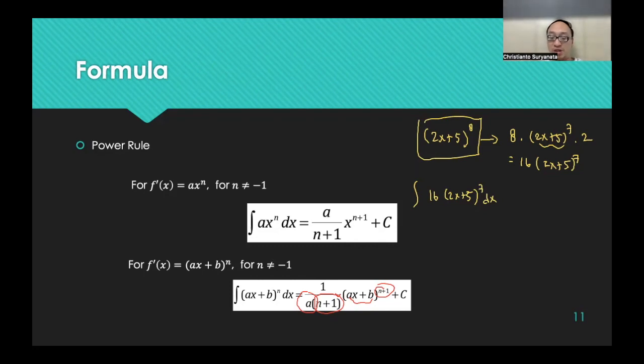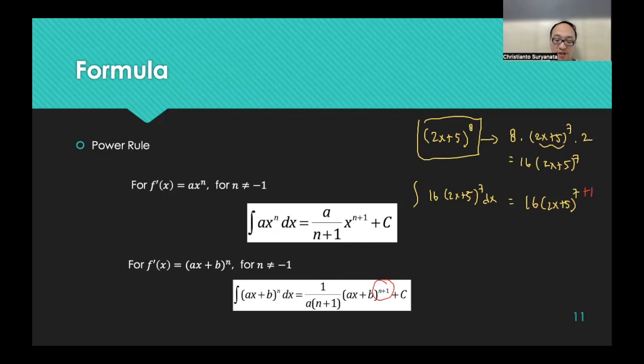So how do I do that? I copy this. And then, according to the rule, I have to add the power by 1. So in this case, I will add the power by 1.